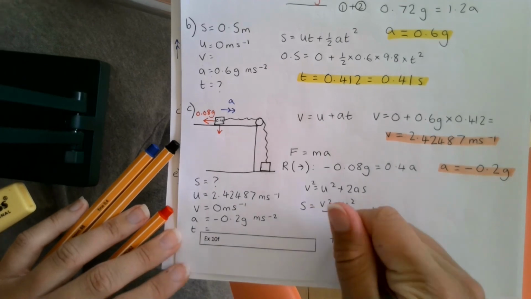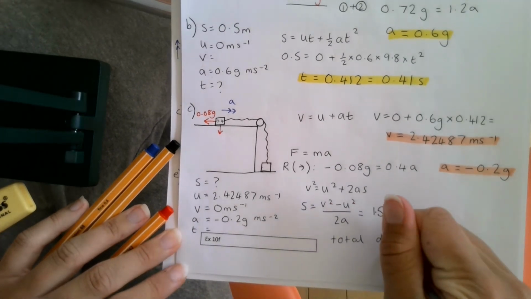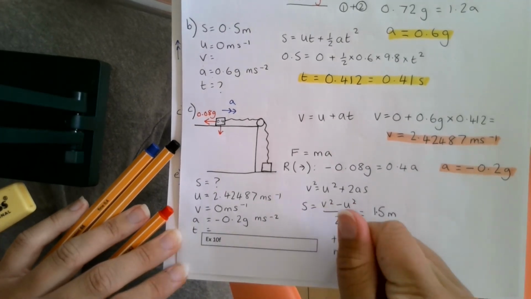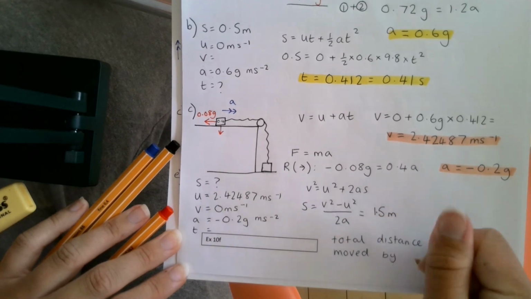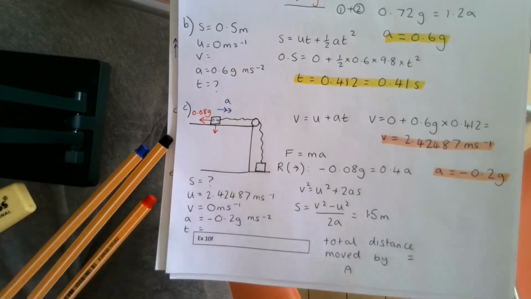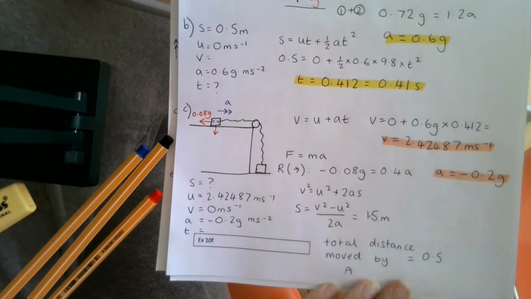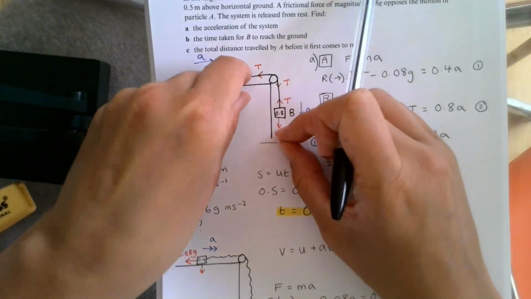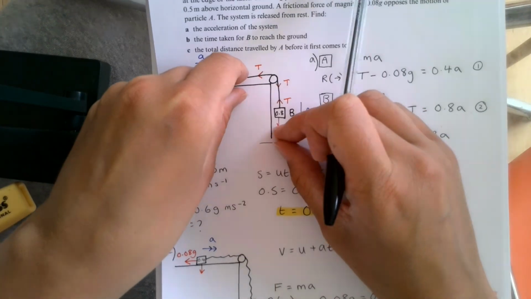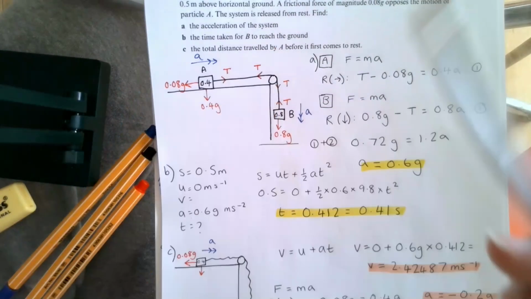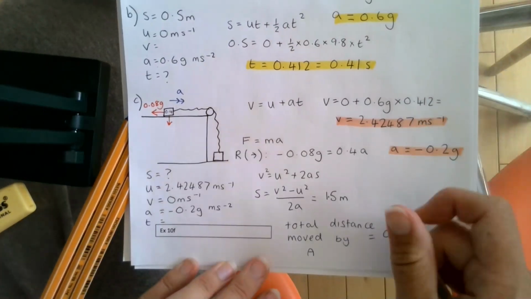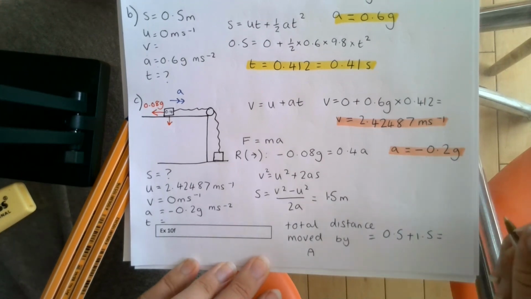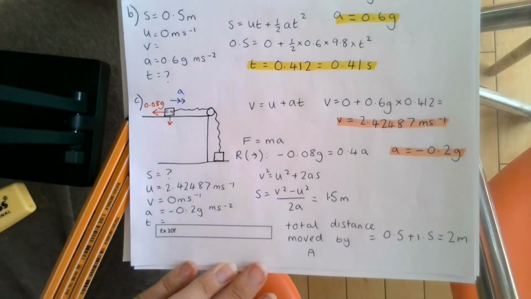So that means the total distance moved by A is equal to, well, firstly it moved 0.5 meters. That's just a normal movement from when B is travelling to the ground. Then once B hits the ground, it moves another 1.5 meters. So 0.5 plus 1.5, the total distance is 2 meters.